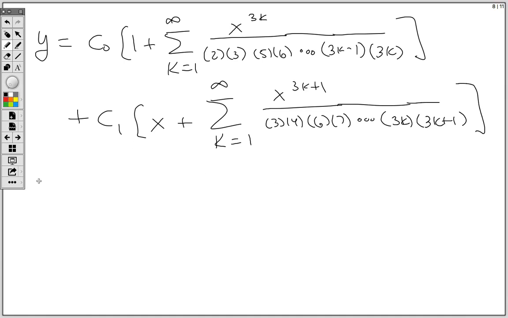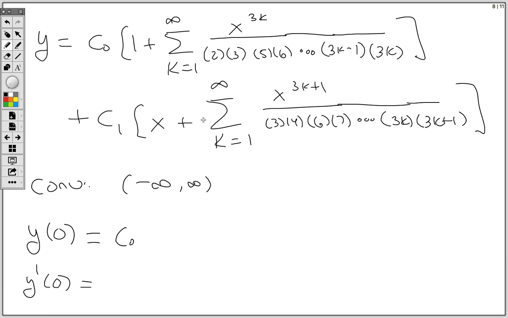And you can show this converges actually everywhere, minus infinity to infinity. Moreover, you can pick off the initial conditions here. Y at 0, well, let's see. If you plug 0 in, these are all powers of x's. Those are going to die. All these have x in it. They're going to die. I'm just left with c naught.